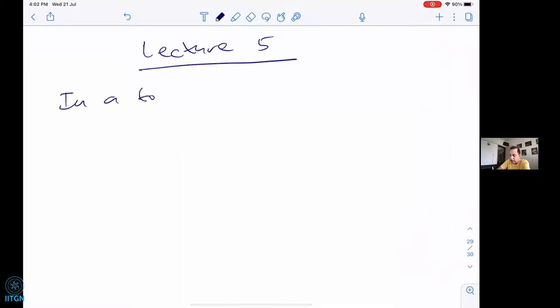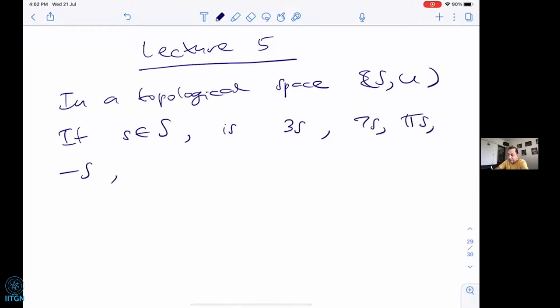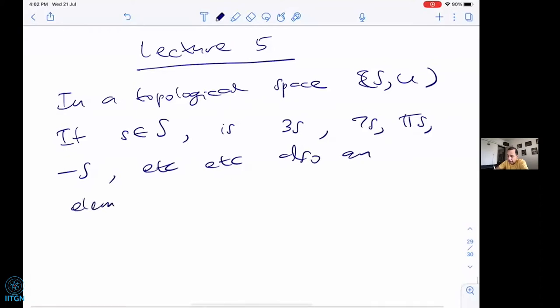In a topological space (S, U), where S is a set and U is a collection of subsets, if small s is an element of this set, then is 3s, 7s, pi s, minus s, etc., also an element of capital S? And a lot of people think so. And it's because you weren't listening carefully.